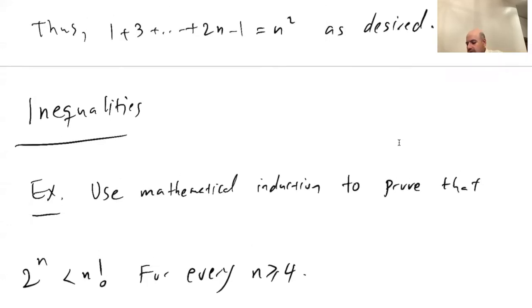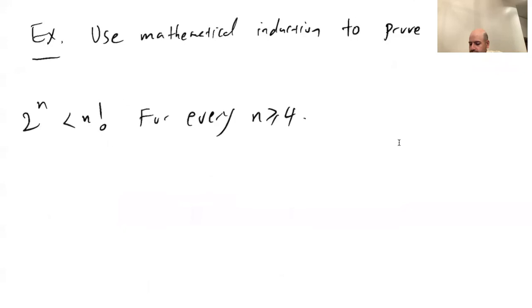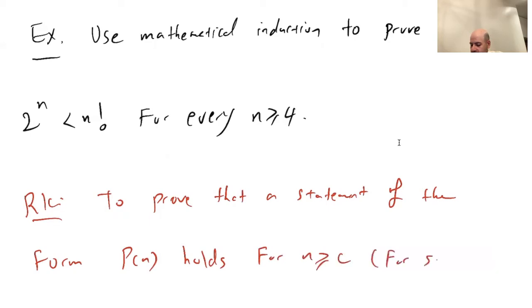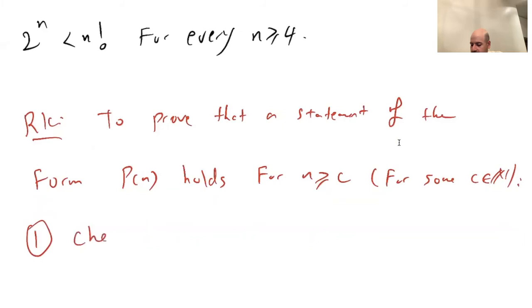So maybe I can mention as a remark here: to prove that a statement of the form P of n holds for, let's say, n bigger than or equal to C for some C in N. So again, first step, check that P of n holds for n equals C. Again, this is called the basis step.